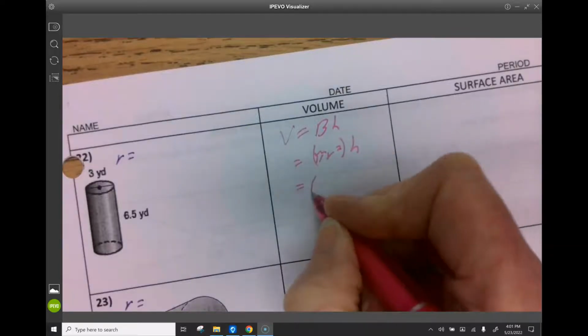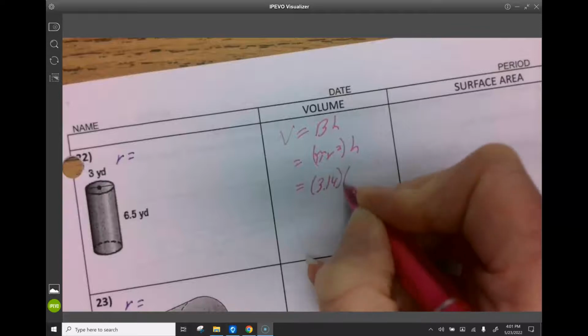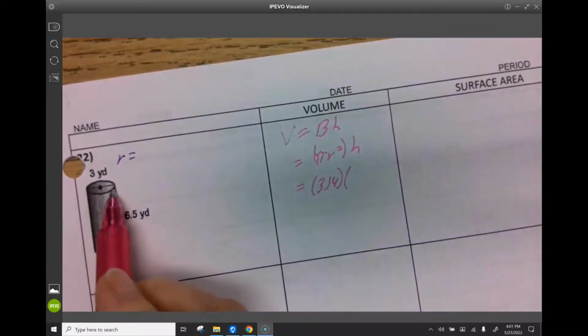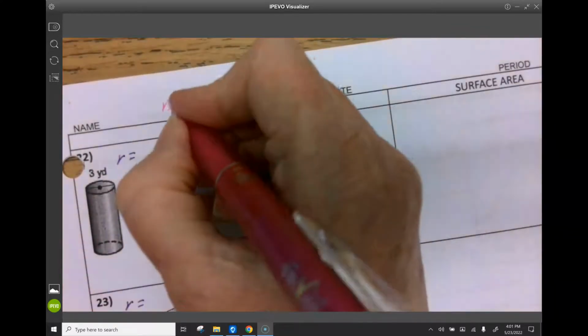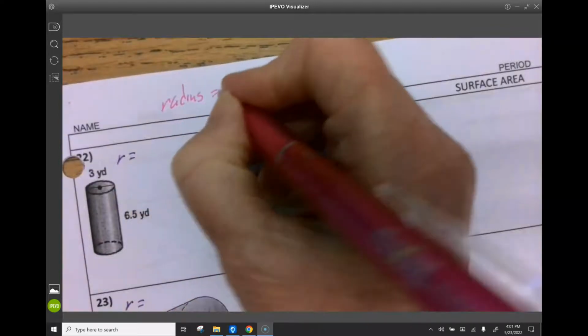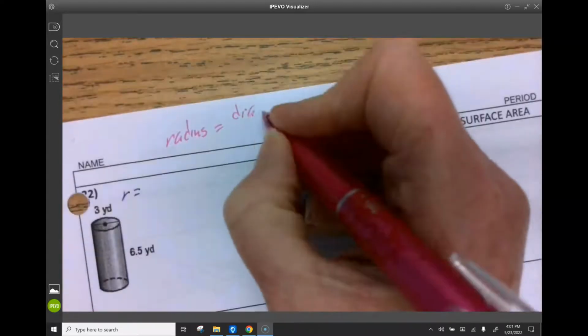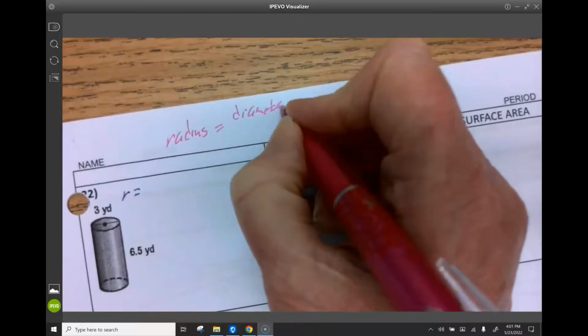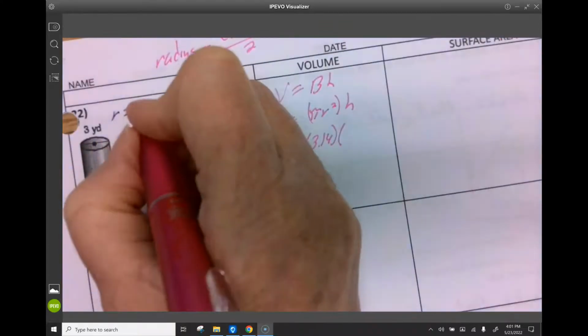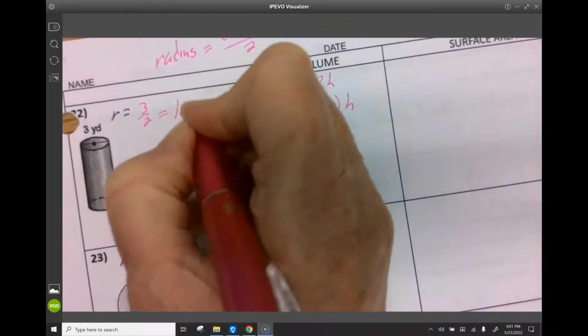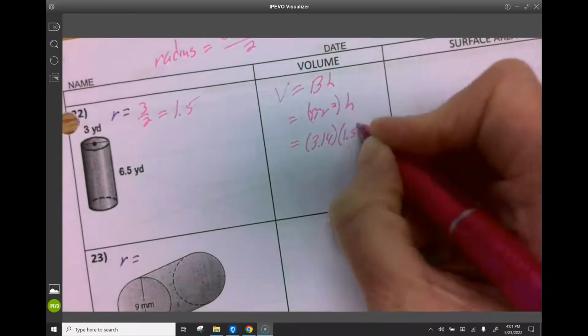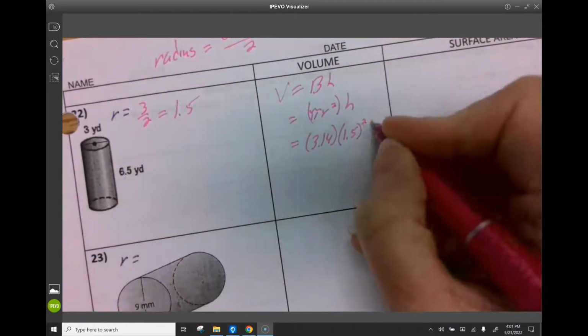So I'm going to take pi, 3.14, times the radius. They give me a diameter, so first I have to find the radius. Remember, to find the radius, I'm going to take the diameter and divide it by 2. So I take 3 divided by 2, I get 1.5. That's my radius. Times my height, which is 6.5.